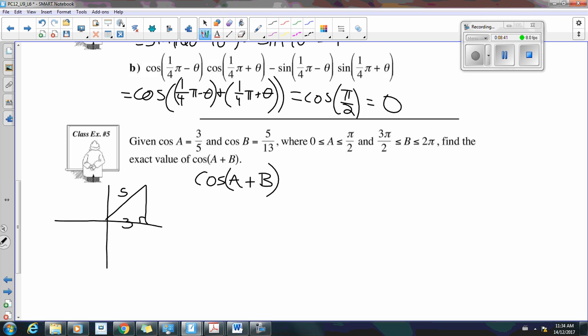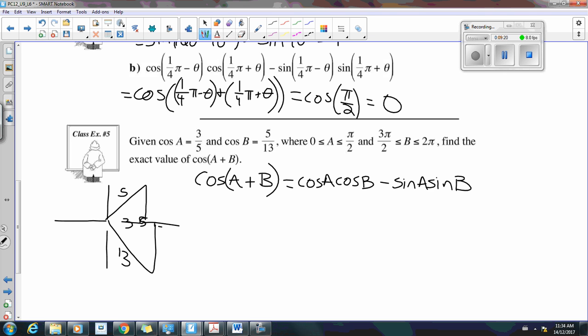And then angle B is between 3 pi over 2 and 2 pi, so that's in quadrant 4, and it has a ratio of 5 over 13. So let me draw this a bit better. This side must be longer. This is 5 up to here, and this is 13. Now, when we come to the sum identity formula for cosine, we are going to need to know the sine ratio as well, because this is cos A cos B minus sine A sine B. So we do need to know the sine ratio.